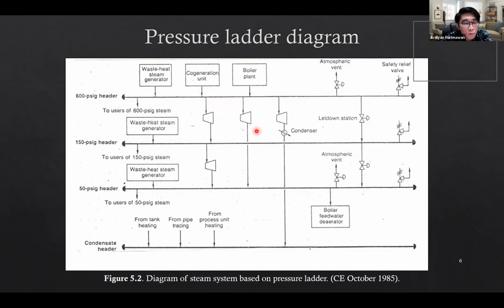That subsequent equipment will use the steam, and then the steam condition will be lower after being used, right? And then it should be able to be used by another subsequent equipment that uses the lower pressure of the steam, and so on. It should be like that, so that you can draw the steam diagram based on the pressure ladder. And then later at the bottom, after steam is being used, it will become condensate, right? So at the bottom, it will be the condensate header, where all the condensate is collected together.